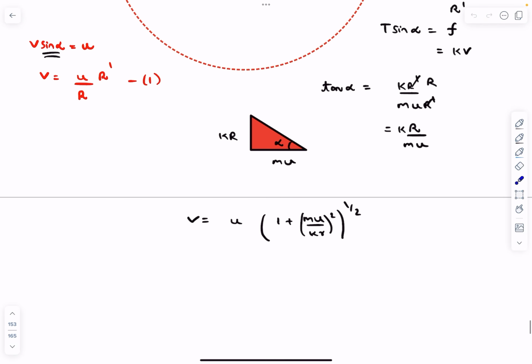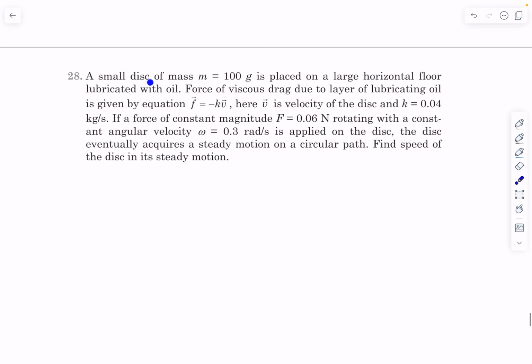And they also wanted us to find r prime. So that is just capital R divided by u times v. So we just have to multiply this with r by u. So this will become r times the square root of 1 plus mu by kr whole squared. Okay, so these are the two required answers for this question.